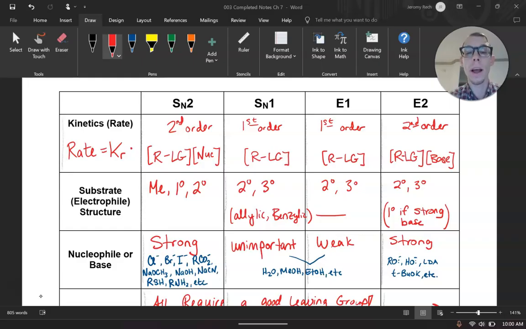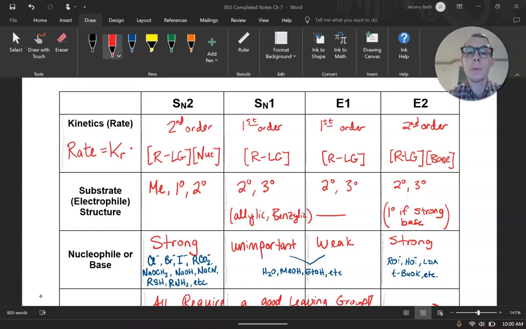That is one of the reasons why you'll see SN1 and E1 happen simultaneously in most cases, because the rate determining step, which is what we describe through our kinetics, is going to be the exact same for both of them.